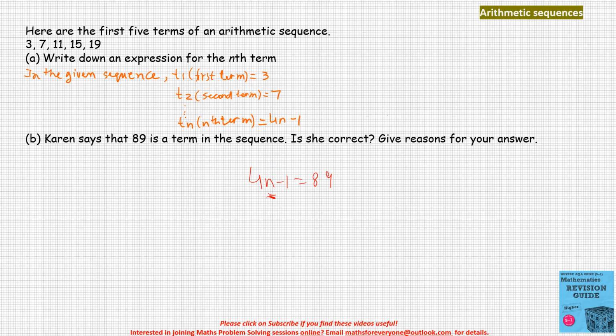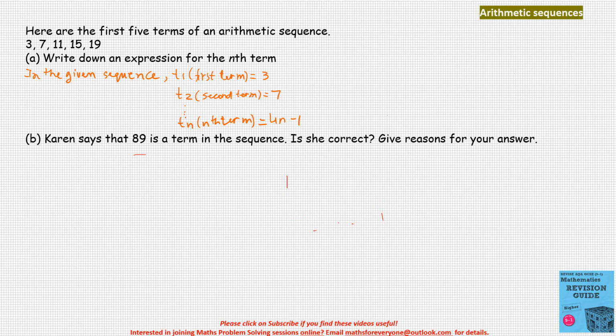But if I do this, then 4n equals 90. N is in fractions, because 90 divided by 4 will give me 22.5. So that is wrong. So 89 is not a term in this sequence. That's my answer.